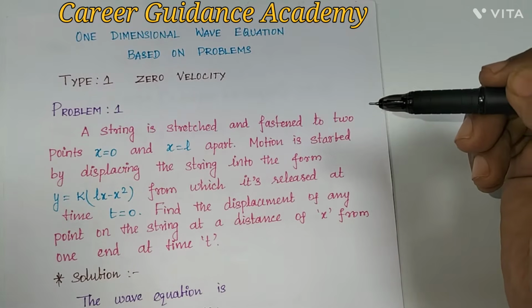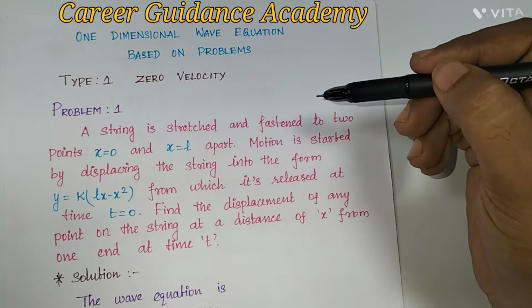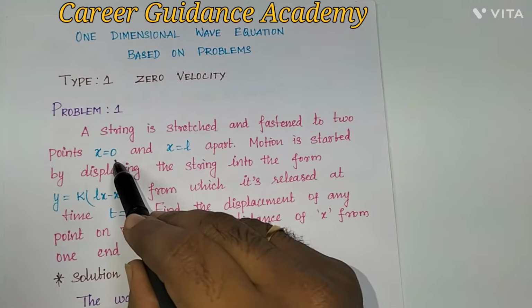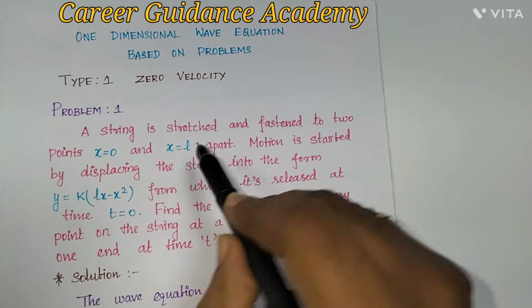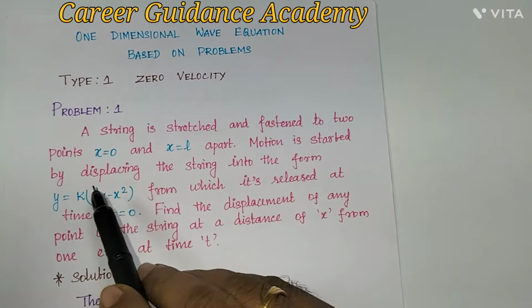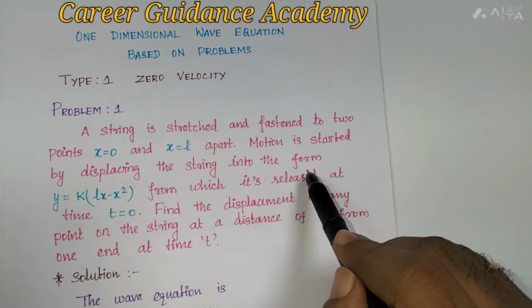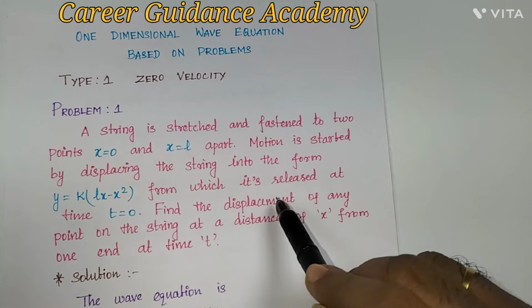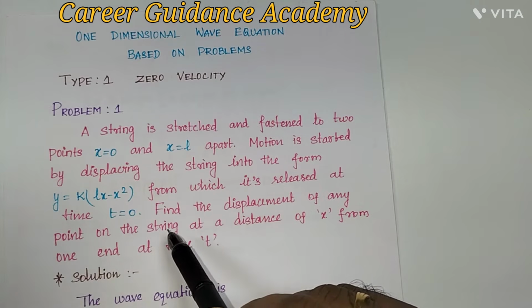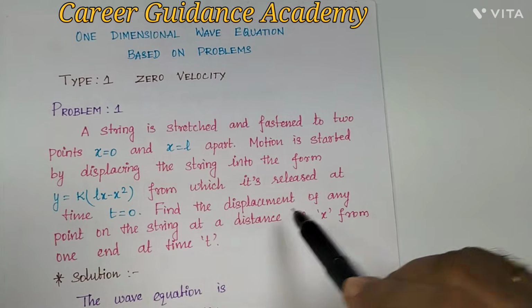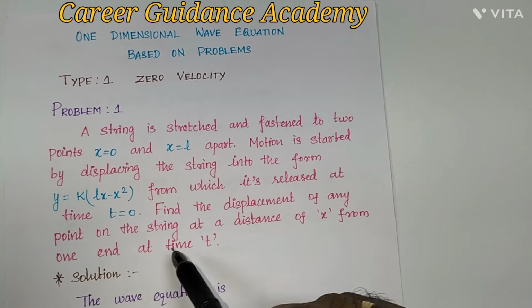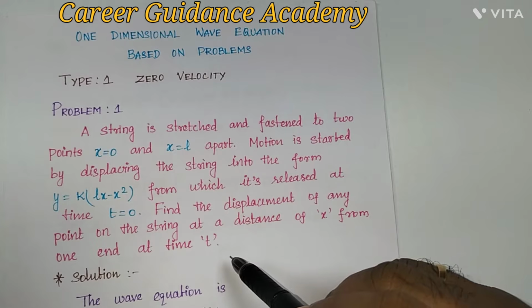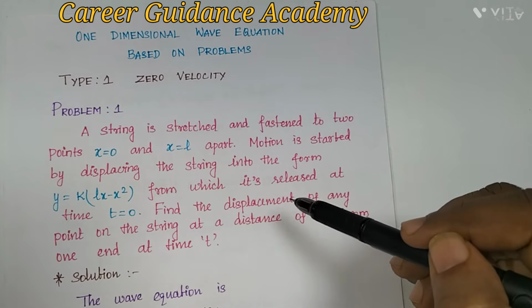In this first problem, a string is stretched and fastened at points x equal to 0 and x equal to L apart. The motion is started by displacing the string into the form y equal to k of (Lx minus x square), from which it is released at time t equal to 0. So find the displacement of any point on the string at a distance x from one end at time t. Is this our problem?